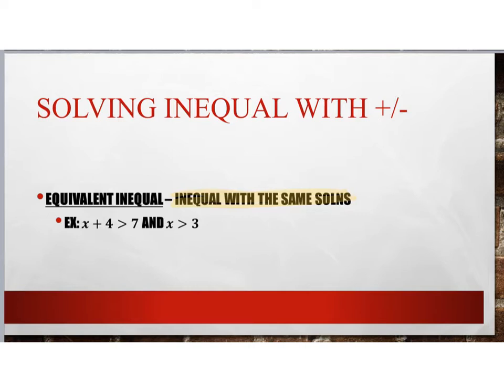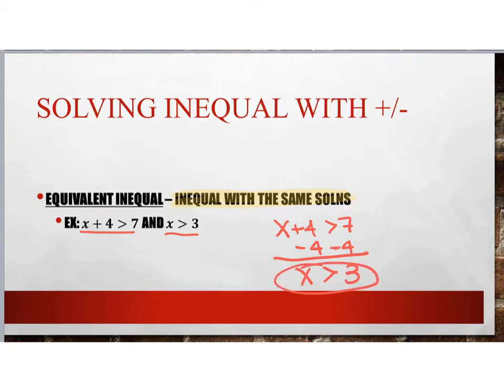So if we take a look at a quick example, we have x plus 4 is greater than 7, and we have x is greater than 3. Now I can take this x plus 4, and I'm going to write this off to the right here. So I have x plus 4 is greater than 7. If I go ahead and treat this like an actual equation and get x by itself, I can subtract 4 from both sides. And when I do that, I end up with x is greater than 3. So this right here is the same as what I have right here. Therefore, x plus 4 is greater than 7 is what we would call an equivalent inequality.